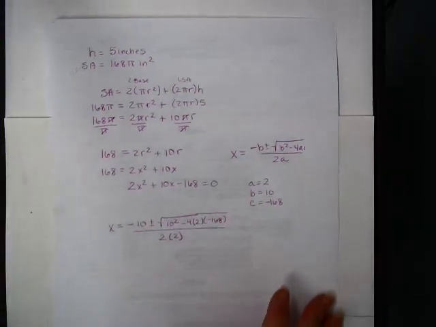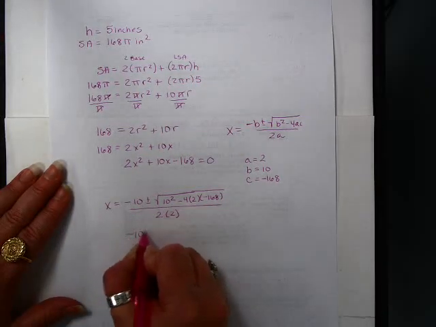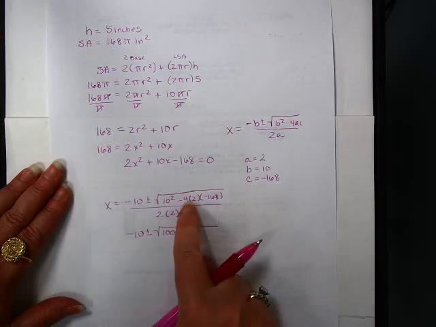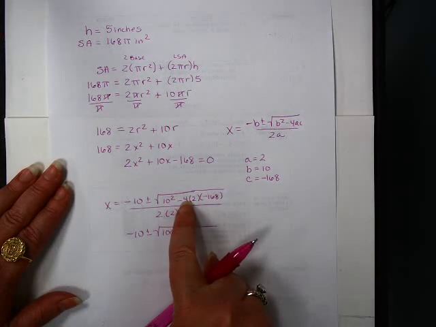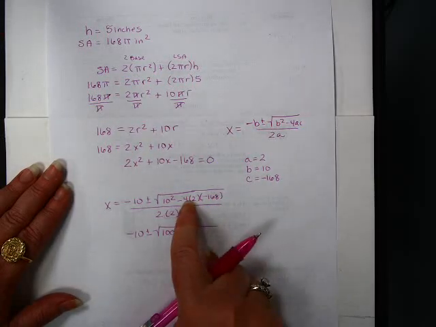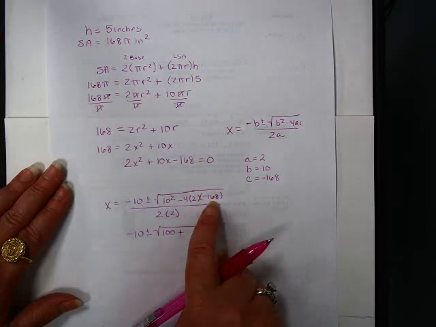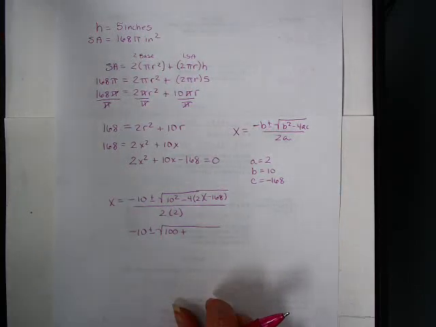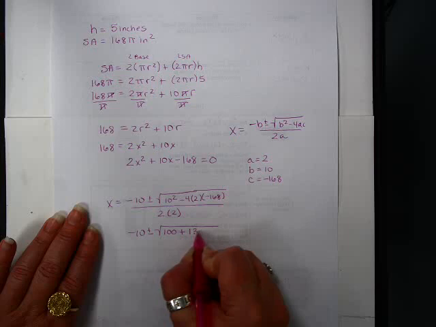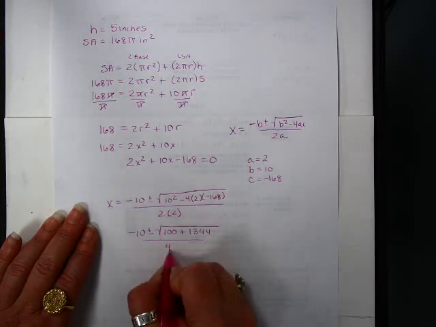Alright, we've got a lot of cleaning up to do. So here, I'm going to just rewrite this as negative 10 plus or minus the square root of, that's going to be 100. And then when I plug this into my calculator, that negative times a negative is going to make a positive. So that's going to be plus. And that's 4 times 2 is 8. 8 times 168 is 1,344. And then 2 times 2 is 4.